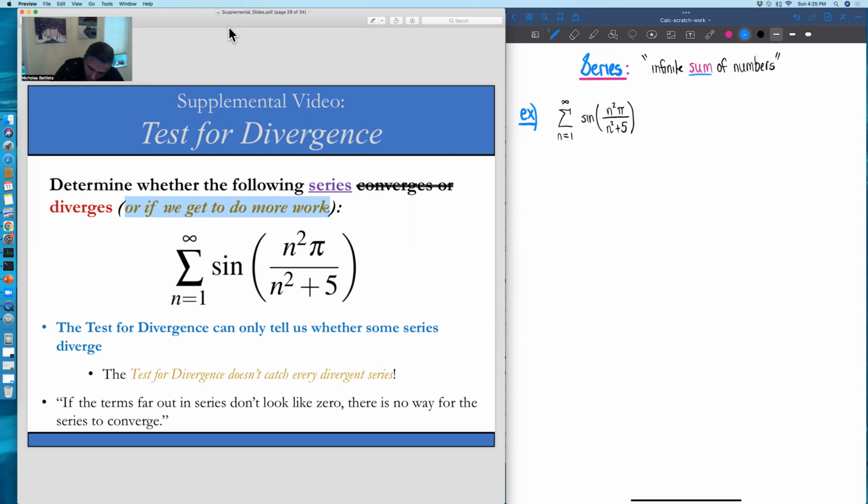So the test for divergence, we again want to know what the terms far out in that sum look like. If those terms look like anything but 0, the series is automatically divergent. So we apply a limit to basically see what those terms really far out in the sum start to look like. So let's take a look at the limit here. We have the limit now as n goes to infinity of the sine of n squared pi over n squared plus 5.